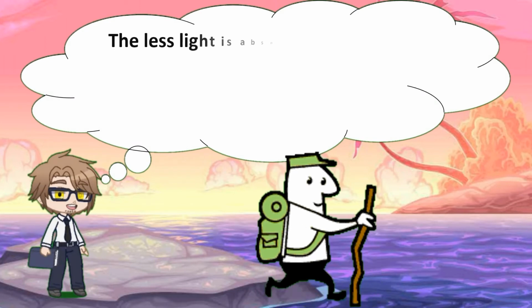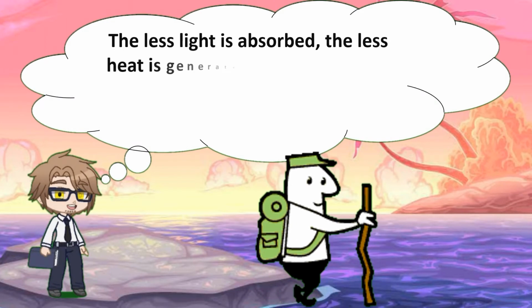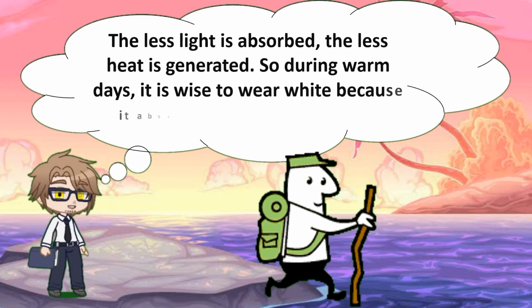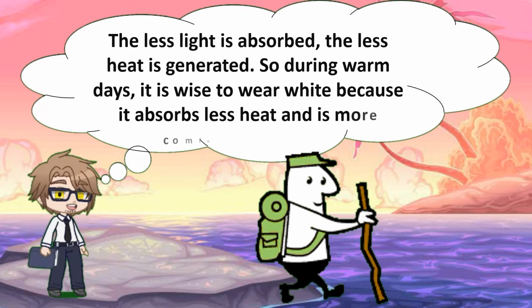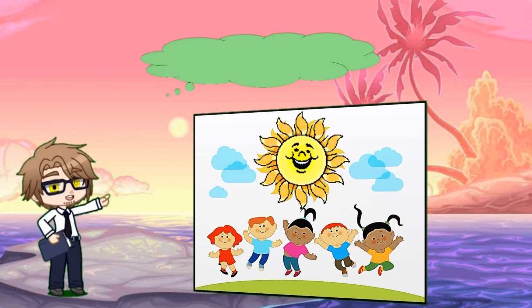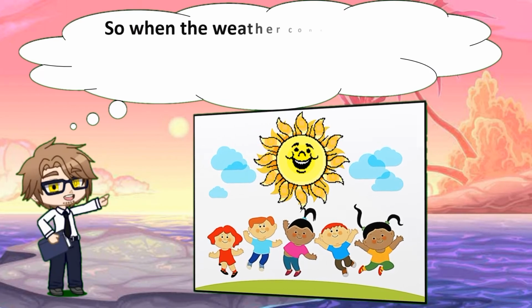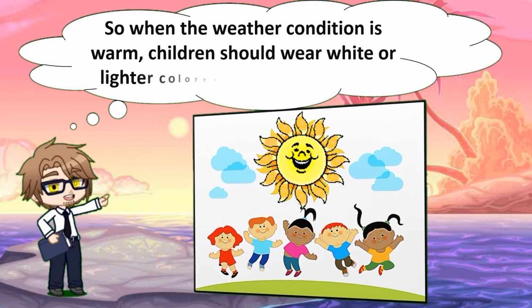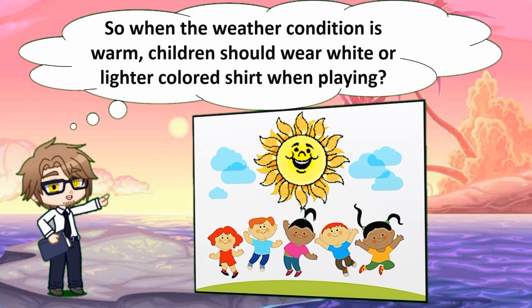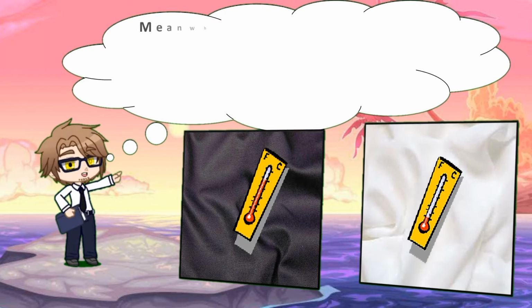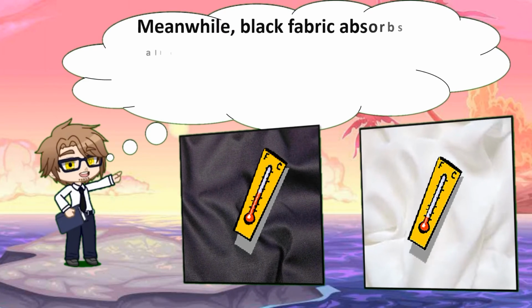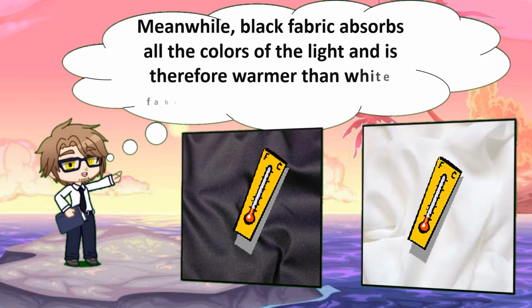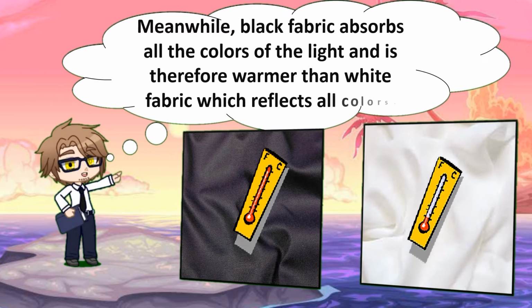The less light is absorbed, the less heat is generated. So during warm days, it is wise to wear white because it absorbs less heat and is more comfortable to wear. So, when the weather is warm, children should wear white or lighter colored shirts when playing. Meanwhile, black fabric absorbs all the colors of the light and is therefore warmer than white fabric, which reflects all colors.